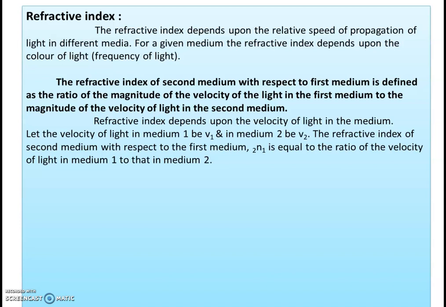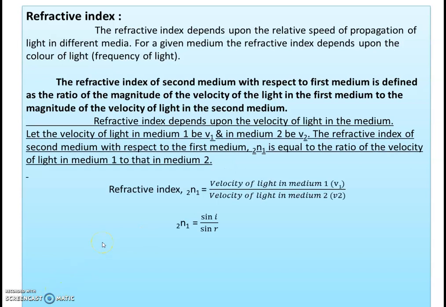Let the velocity of light in medium 1 be v1 and the velocity of light in medium 2 be v2. The refractive index of the second medium with respect to the first medium is given as n21, which is equal to the ratio of the velocity of light in medium 1 to that in medium 2. Now let us summarize this in the form of a formula.